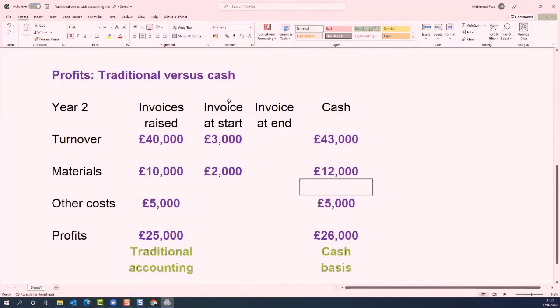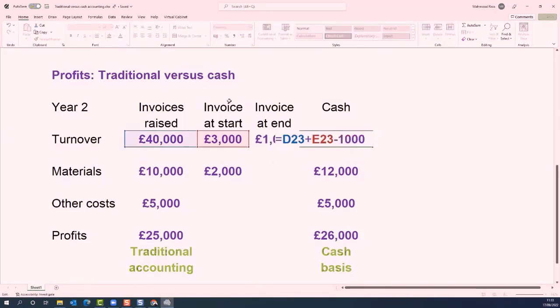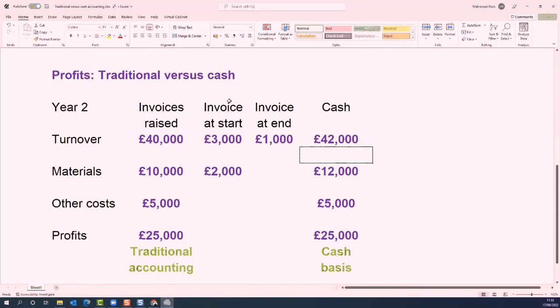Obviously, if there were outstanding invoices, then that will be taken into account working out the cash turnover. So if there were any outstanding invoices, that will reduce the cash amount by whatever those invoices are. So if we said, for example, £1,000 is owing, then that would move down by 1,000 and that would become 42,000. Likewise, if there were any outstanding bills, we'd put that in and the cash payments would reduce.